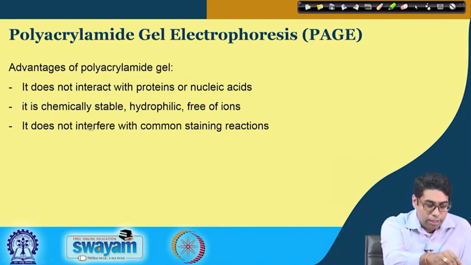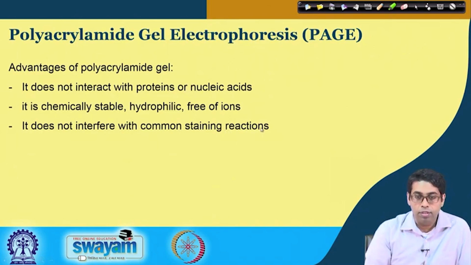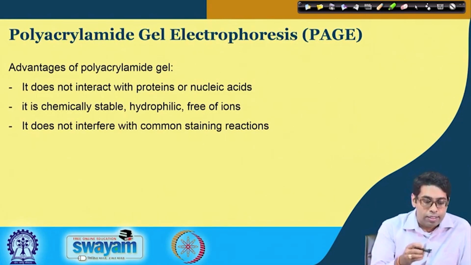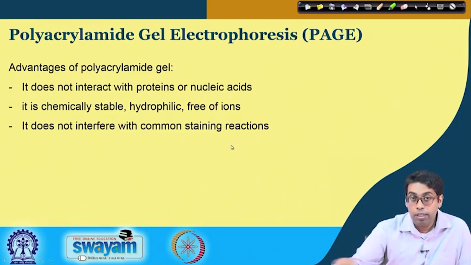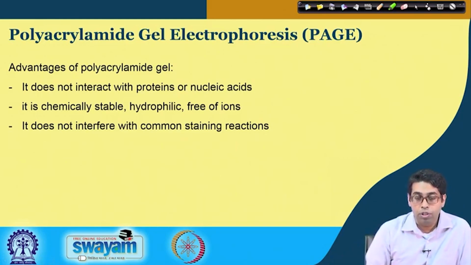Also, it does not interfere with the common staining reactions. All these solutions are colorless. At the end of a gel electrophoresis, we have to stain the gel in order to see the protein or the DNA. Now, this polyacrylamide gel does not interfere with the common staining methods that are used, which means that only the protein or the DNA bands are stained and the rest of the gel remains clean, which makes it easy for us to detect the protein, DNA or RNA bands.